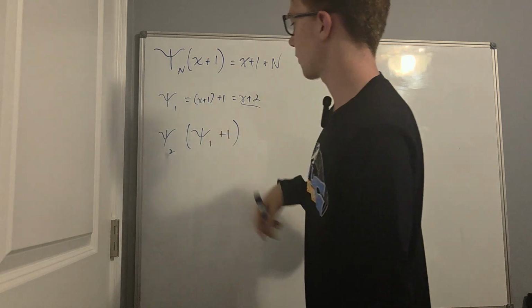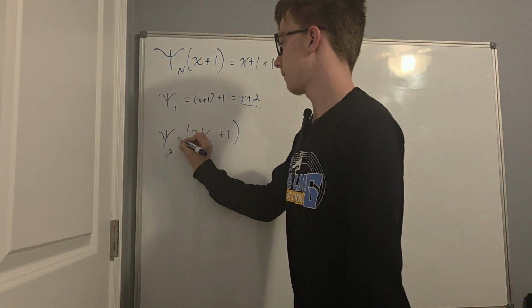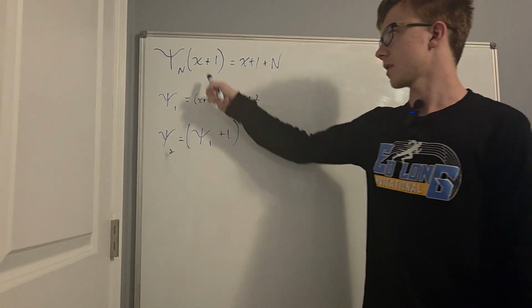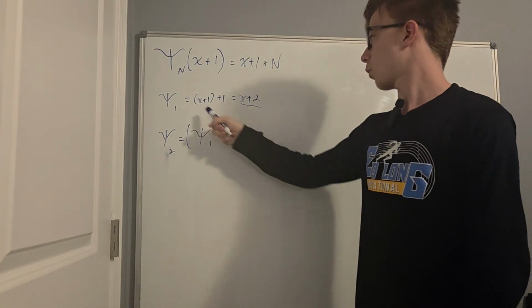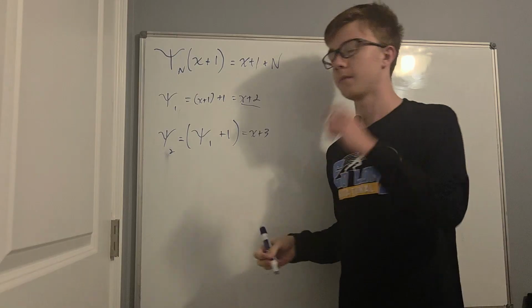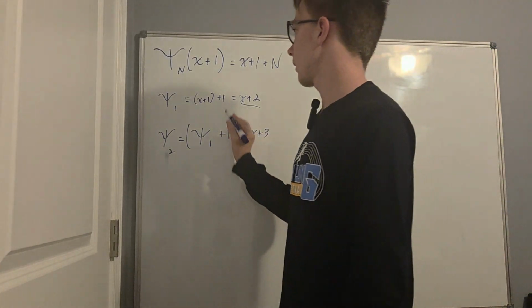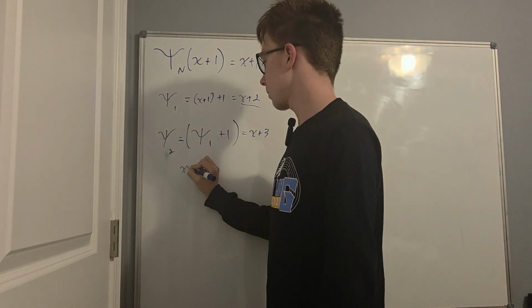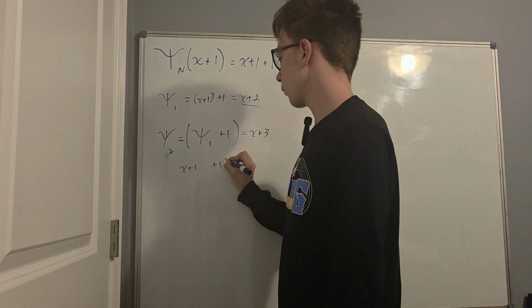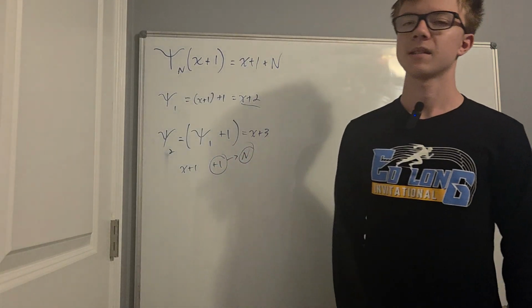Yeah, psi of 1 plus 1. Okay, so, because this can go in there, we know psi of 1 is x plus 2, right? It has to be x plus 3. Keep doing this, and you're going to have the same thing happen, where you have your x plus 1 every time, and it's going to add n times.